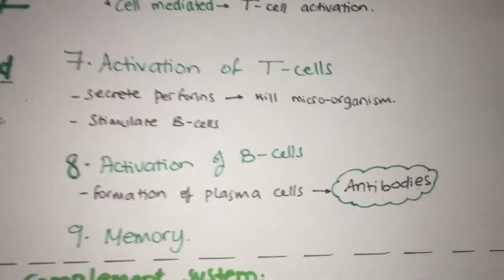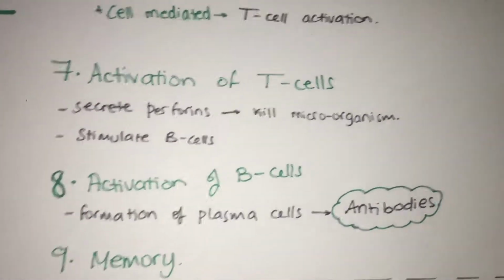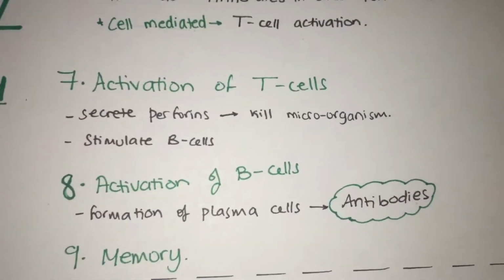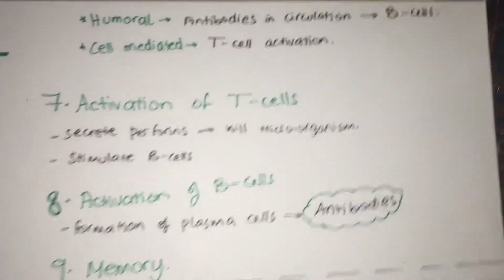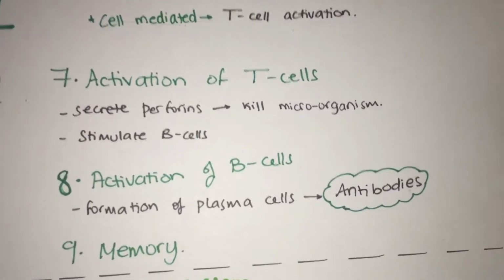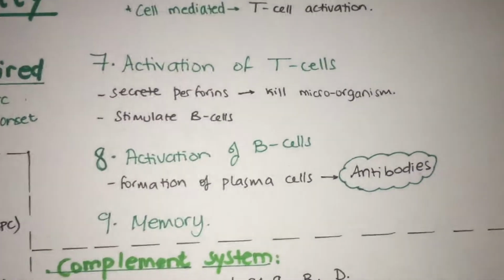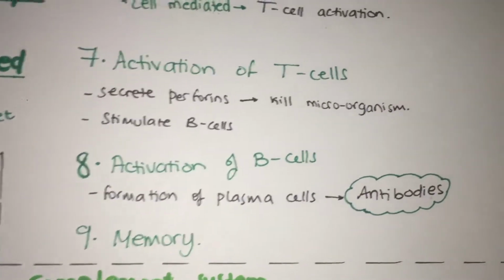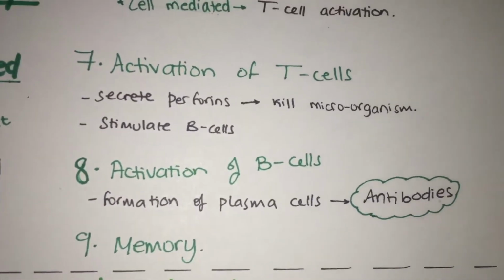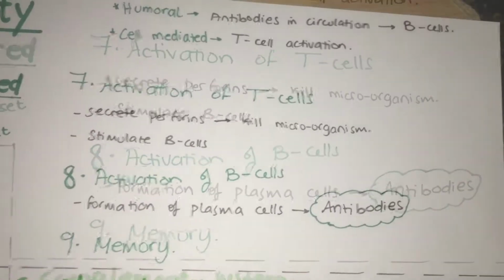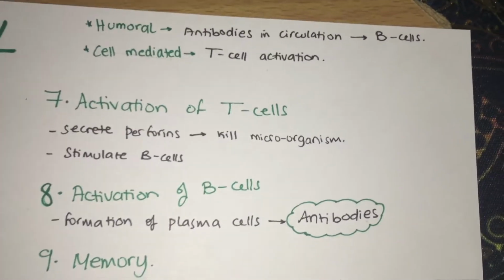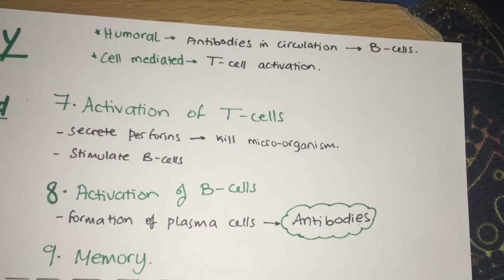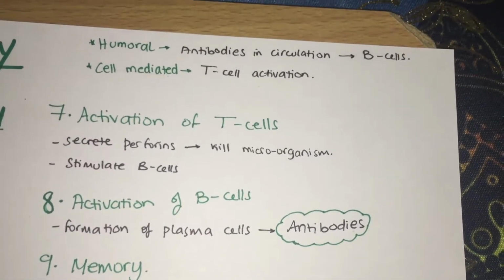We already explained the functions earlier about how the helper ones stimulate the other ones, and then how they activate or secrete perforins, which kill the microorganism, and they also stimulate the B cells. So then, step number 8, the T cells activate the B cells. The B cells then form plasma cells, which form antibodies and release them in the blood. And then the 9th is that we form a memory. So the next time those memory cells see this foreign body, they recognize it immediately and trigger the whole immunity process faster.